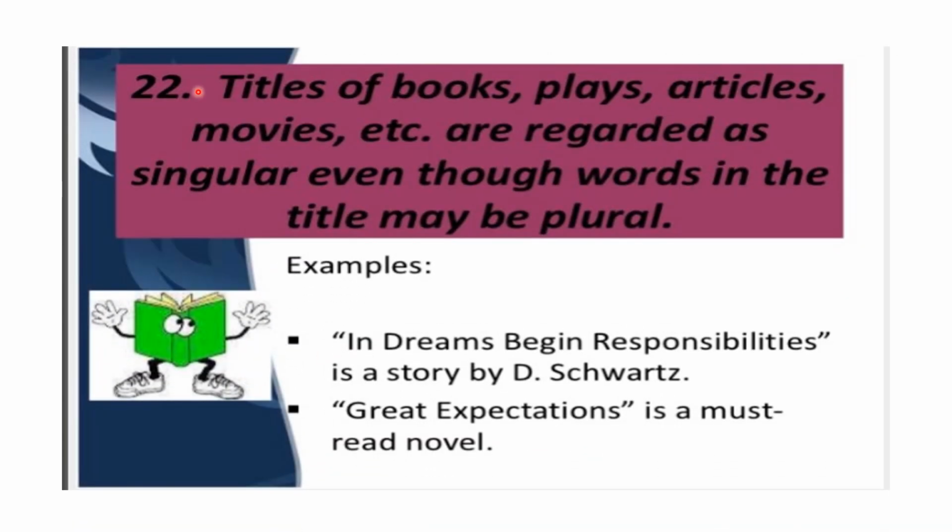Rule number 22. Titles of books, plays, articles, movies, etc. are regarded as singular even though words in the title may be plural. Look at the following examples. In Dreams Begin Responsibilities is a story by D. Schwartz. So here you see this is a title of a book, and here there are words which may be plural like dreams, responsibilities, but they are regarded as singular, and therefore you will use the singular verb is.